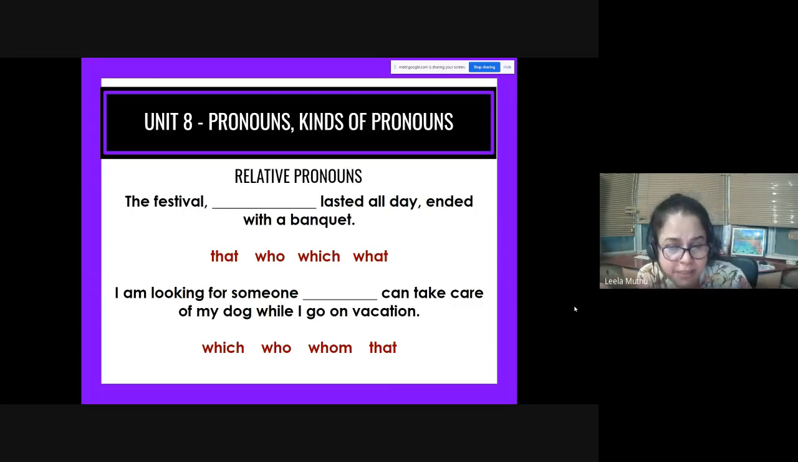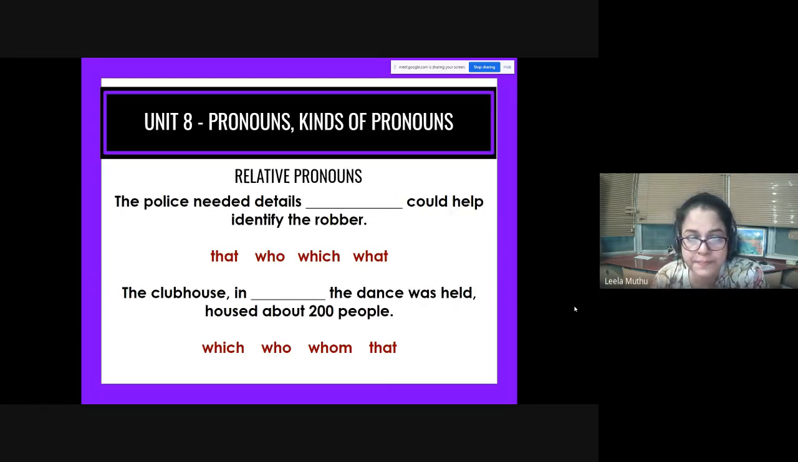It sounds much better. I'm looking for someone. Now, someone is a person, so we'll have to use who or whom. Okay, so I'm looking for someone who can take care of my dog while I go on vacation. Who? All right. So who would be the correct answer? We cannot say I'm looking for someone whom can take care of my dog. No. Who can take care of my dog? Okay. Now let's see if you can answer it.